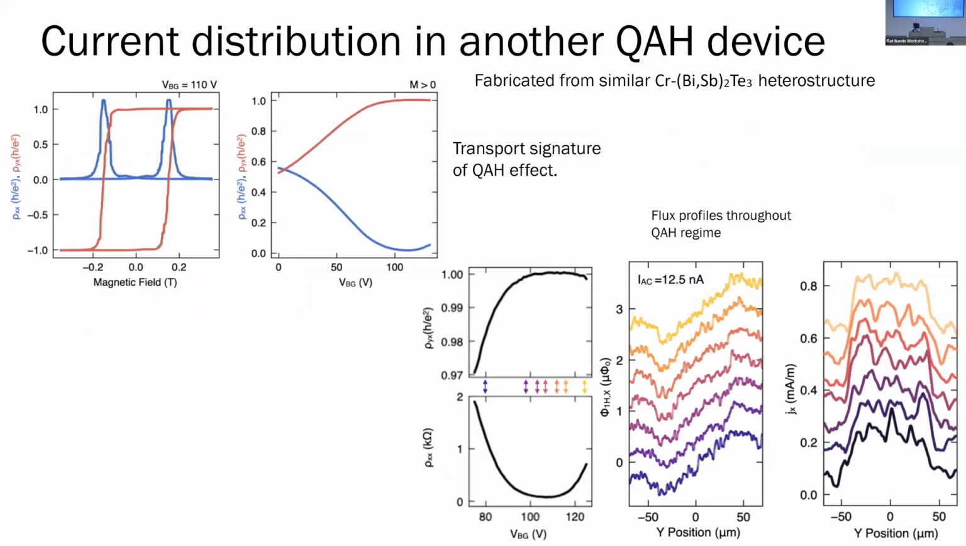Okay, and we've also looked at a second sample fabricated from a similar thin film, and we saw in that sample also the current flowing through the interior of the sample. Interestingly, in that sample nothing changed as a function of gate voltage, only the transport coefficients. It just stayed uniformly in the bulk throughout the whole quantum anomalous Hall plateau. All right.